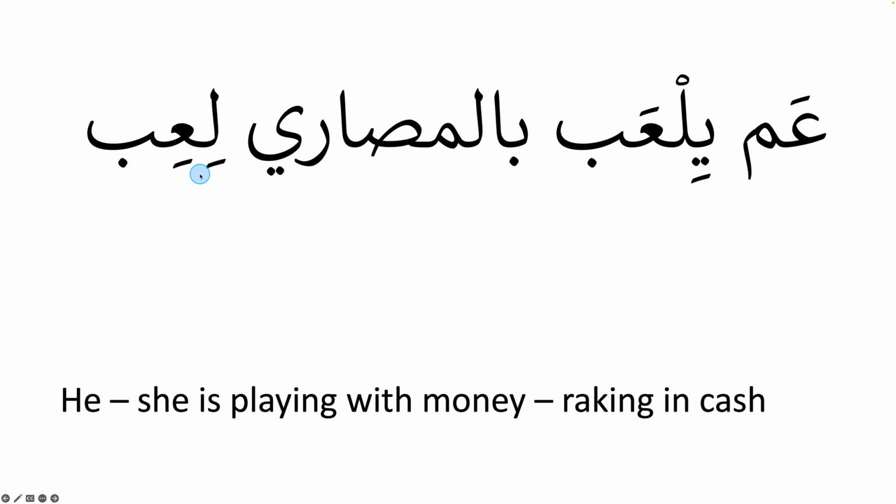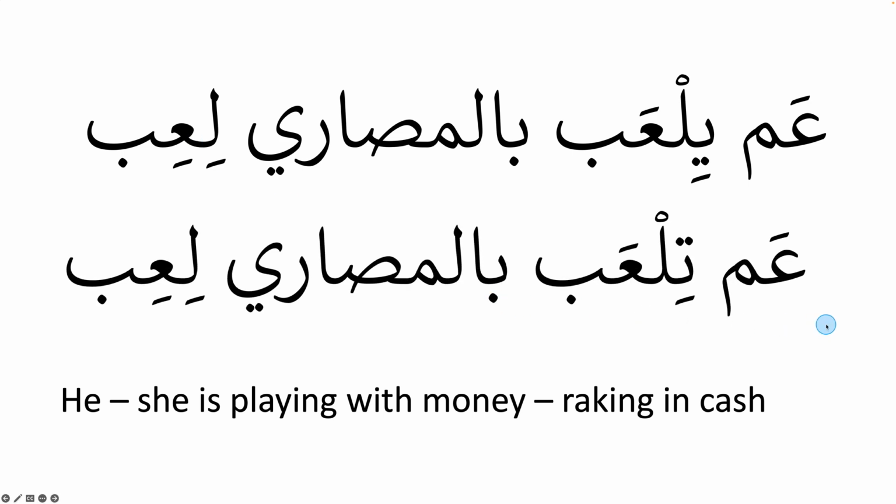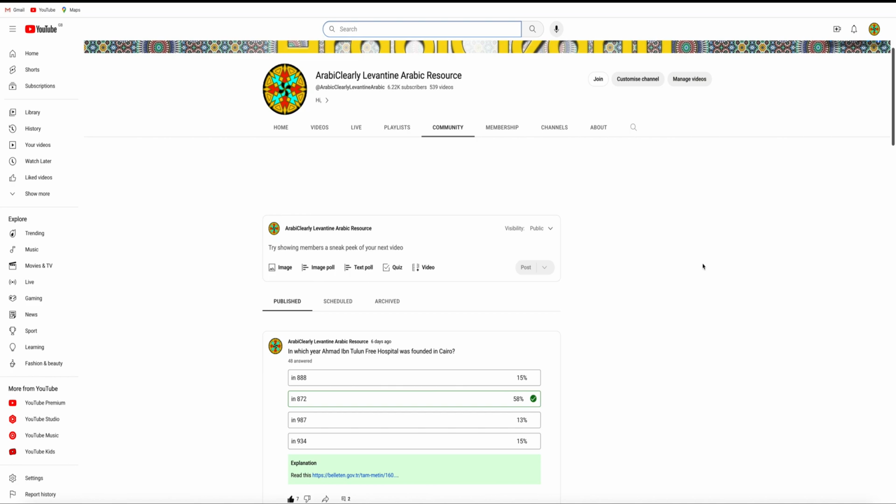It's quite a mouthful phrase with a lot of hints in. So give it a good practice. And that's if you're talking about he, about a guy, a man. And if you're talking about a woman, you would say عم تلعب بالمصاري لعب.